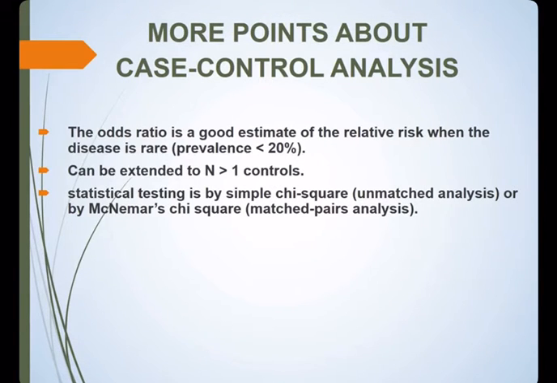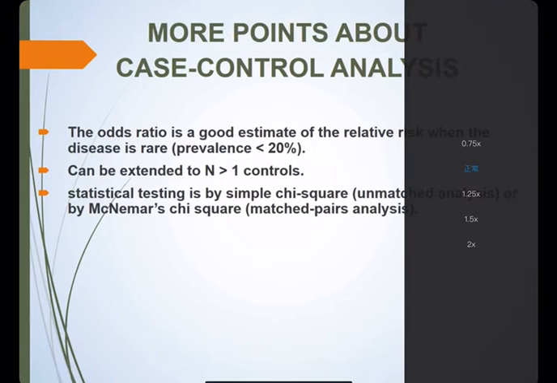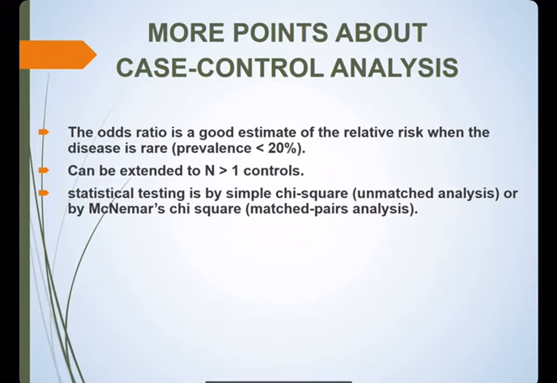After all these, we still have some more points about case control studies. In the analysis for the case control study, the odds ratio is a good estimate of the relative risk when the disease is rare. By rare, we mean the prevalence of the disease is less than 20%. And we can include more than one control. We can include several controls, but when we include more than 5 controls for each case, it will not be that efficient.